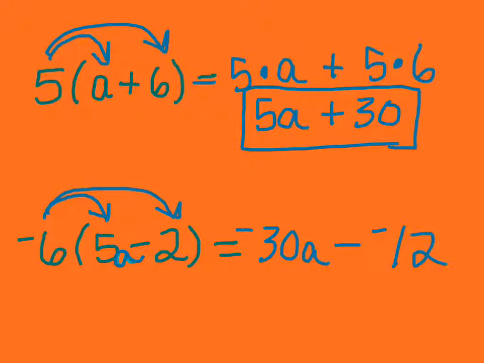Actually, I did that one in one step. I probably should have written it out for you. I should have written the steps instead of just solving it. So I should have written negative 6 times 5A minus negative 6 times 2, because that's really what I did. And then from there I simplified. Negative 6 times 5A gave me that. Negative 6 times 2 gives me that. And then you may want to rewrite this as plus 12, but you could leave it alone if you wanted to.